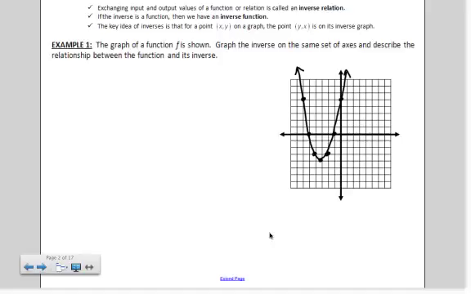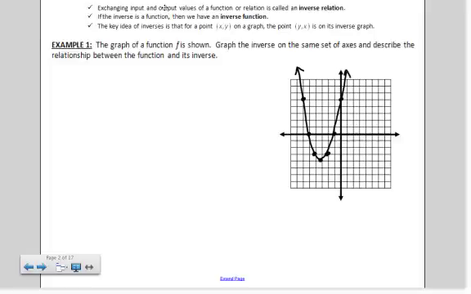Inverse functions. When we reverse, exchange inputs and outputs, that's your independent and your dependent. When we exchange those values, we have what's called an inverse relation. Now, if that inverse is a function, then we have an inverse function, and that's what we're going to be talking about today: when do you have something that's an inverse function.